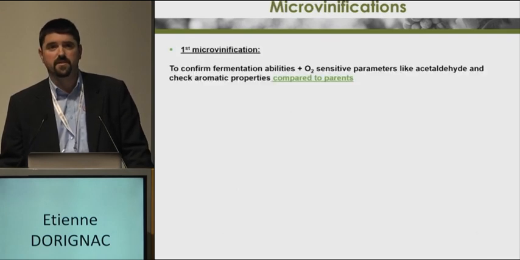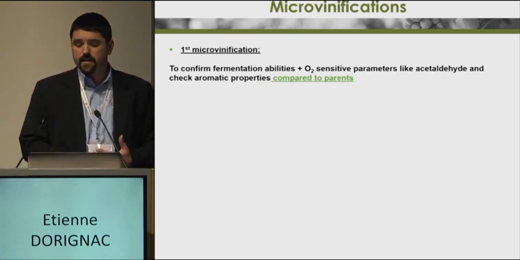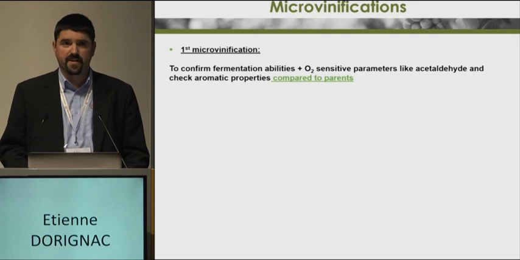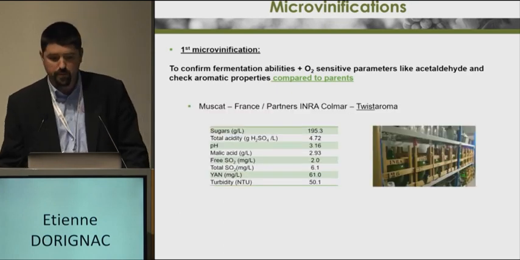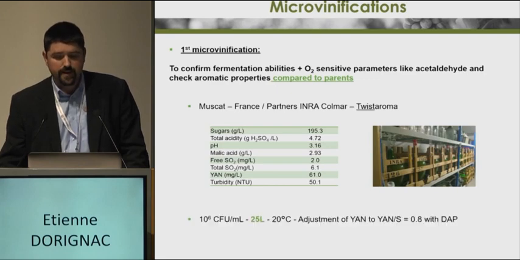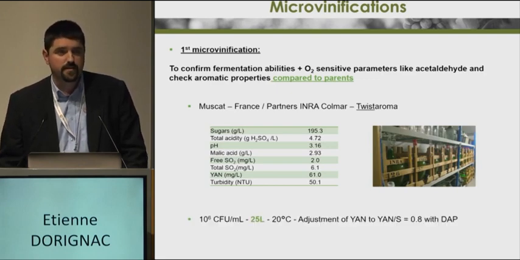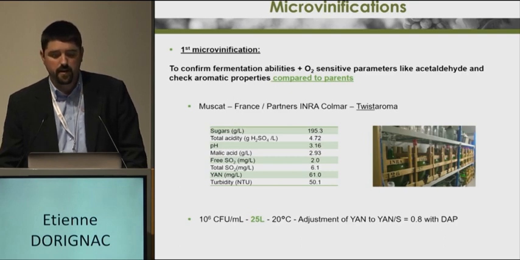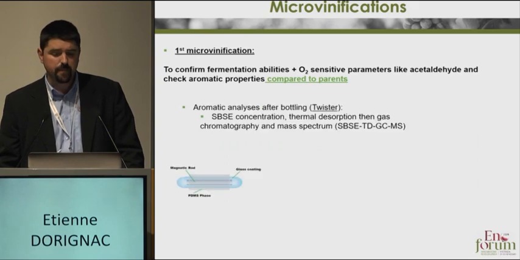So we decided to investigate this one a little bit more, and to start upscaling with a microvinification, compared first to the parents. It was done with a partner called Twist Aroma, with the microvinifications of INRA Colmar on a muscat. We inoculated the strains in 25 liter demijohns, and then we adjusted the YAN, the yeast available nitrogen, on sugar at a factor of 0.8 with DAP.